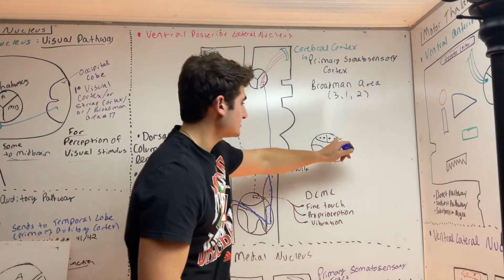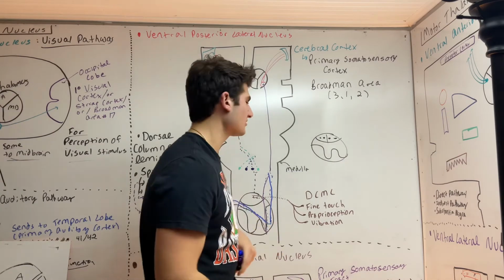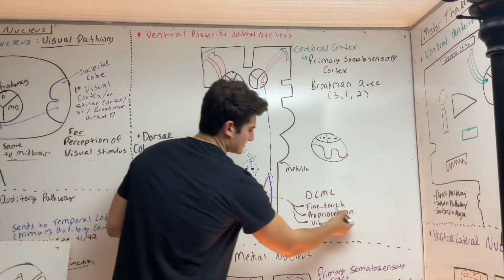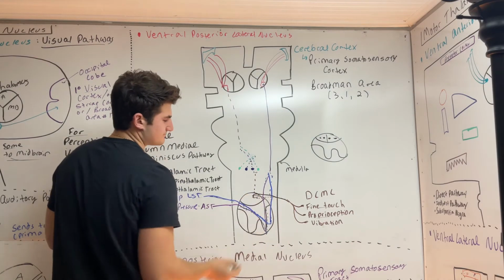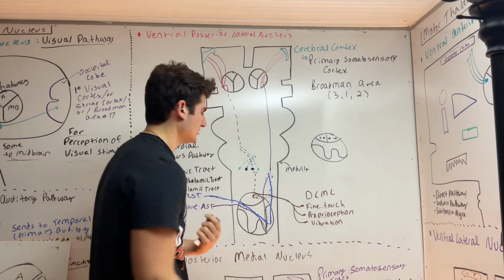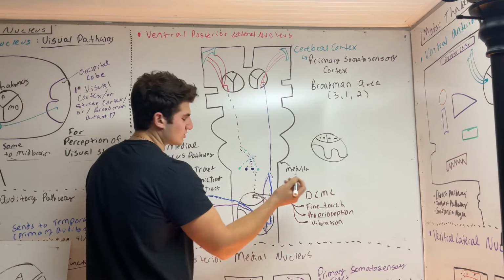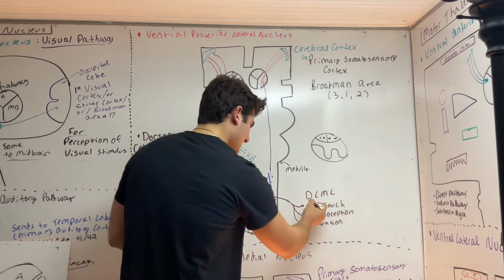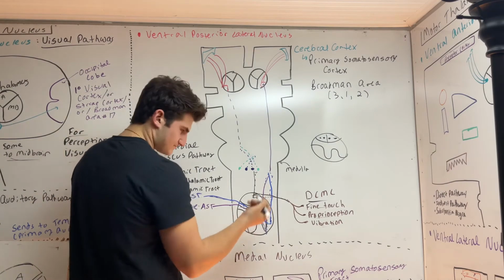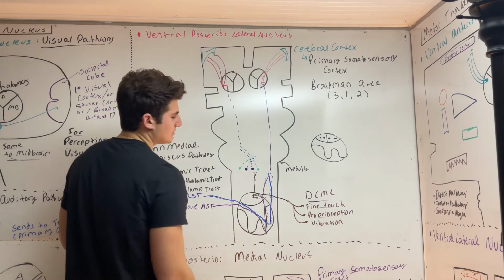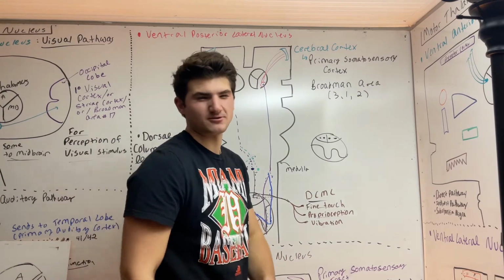Fasciculus cuneatus, fasciculus gracilis, medial, correct? Now, they take fine touch, proprioception, and vibration. These fibers travel into the where? Anterior white column, or the dorsal white column. The dorsal white column, they travel into the dorsal white column and travel upward. Now, it depends what side they come from, or if it's coming from the upper body or the lower body.